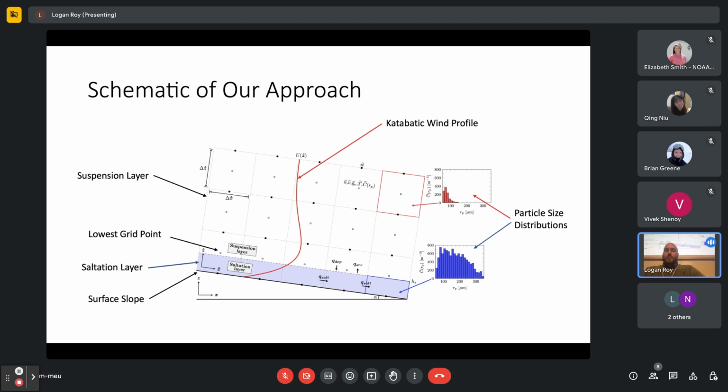This catabatic wind profile should be able to be captured depending on the surface slope parameter. That's alpha down there at the bottom. Based off of the surface slope, we should be able to use these catabatic wind profiles and see how they interact with particles. Speaking of the particles presented in this approach, we have two distinct layers: right at the bottom in blue is the sublimation layer, and everything above that is the suspension layer. I do want to highlight that the lowest grid cell of the LES is above the sublimation layer, so this is entirely going to have to be modeled.